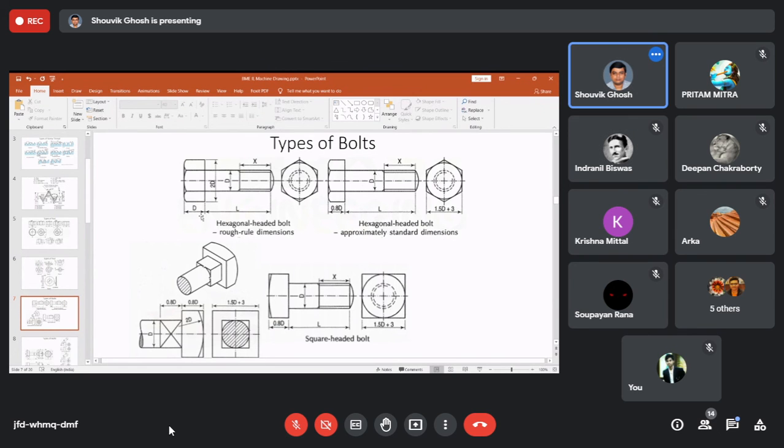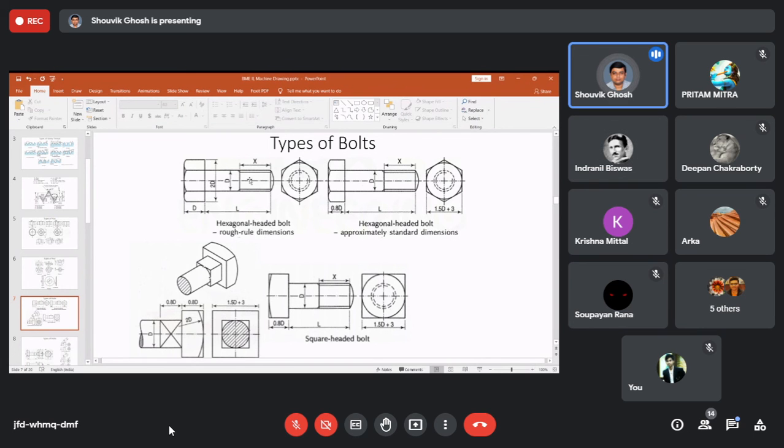As you can see, it is already mentioned as a rough rule, dimension, approximate standard dimension. So according to the standard given in the book, follow the book, the values given in the book.